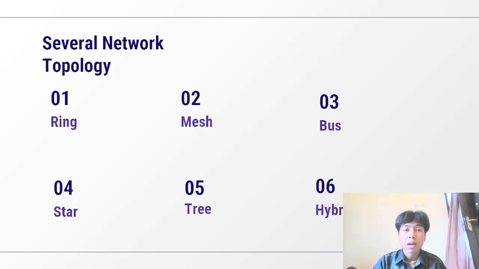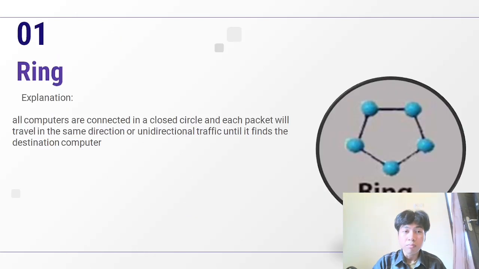In this session, I will explain several network topologies, which are ring, mesh, bus, star, tree, and hybrid. Next, number one, ring topology. In this topology, all computers are connected in a closed circle, and each packet will travel in the same direction, or unidirectional traffic, until it finds the destination computer.